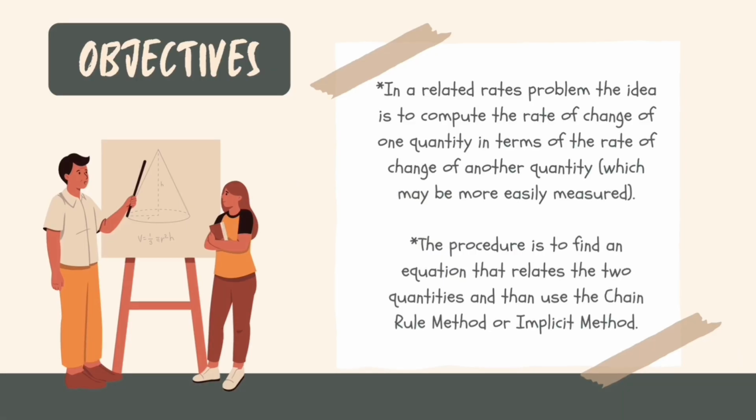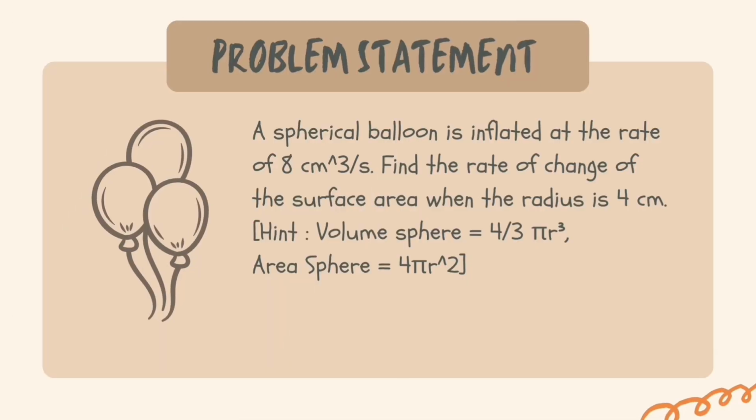For the objective of related rates, first, in a related rates problem, the idea is to compute the rate of change of one quantity in terms of the rate of change of another quantity, which may be more easily measured. Second, the procedure is to find an equation that relates the 2 quantities and then use the chain rule method and implicit method. A spherical balloon is inflated at the rate of 8 cm³ per second. Find the rate of change of the surface area when the radius is 4 cm.